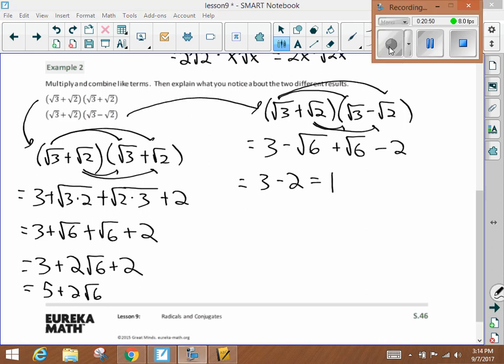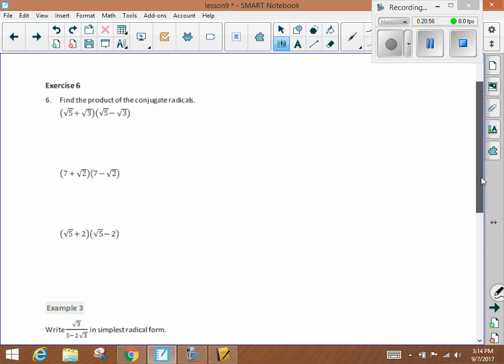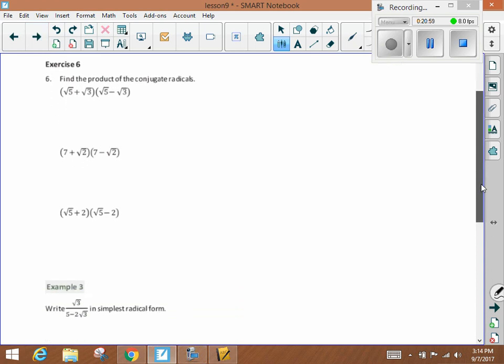All right, here we go. So why did we do that? There's going to be a point in time where in order to rationalize our denominator, we're going to have to multiply it by the conjugate. All right? So what does that mean? It means I have the same thing, right?